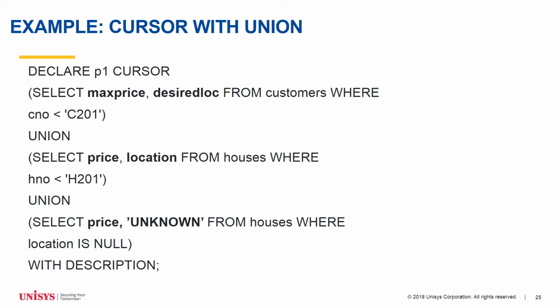The description of this cursor P1 will return the maximum size for each item in the union select statement. For example, RDMS compares the size of the desired loc from table customers with the size of the column location from table houses with the size of the character constant unknown to determine the maximum size of the character value returned for the second item returned in the cursor P1's record.